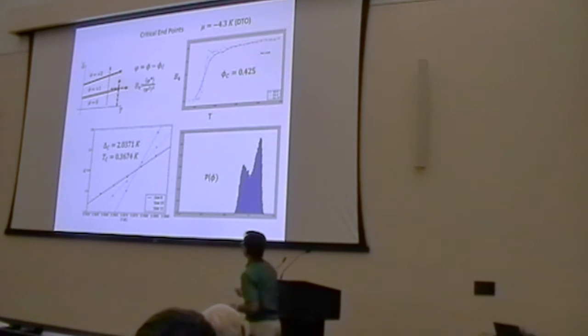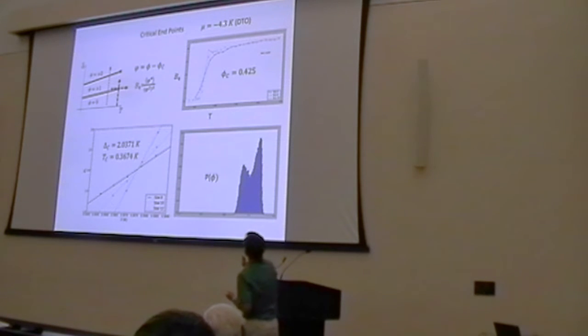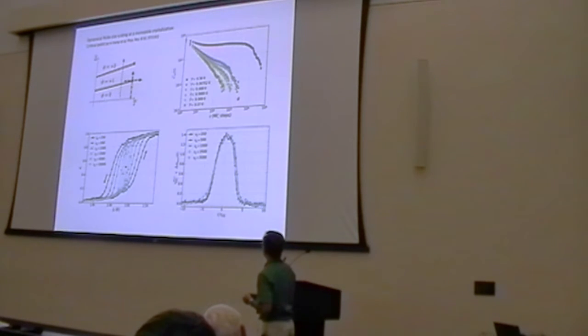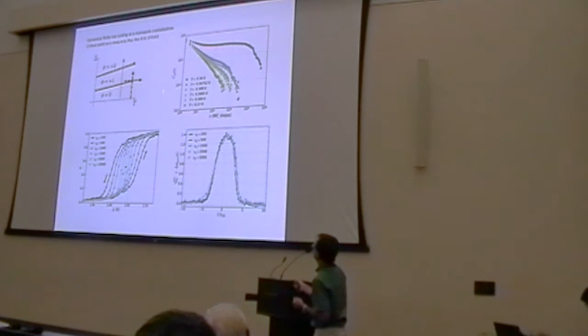Okay, so once you've identified these materials, then you can do statistical physics, and you can investigate the properties of one of these critical endpoints. So we chose the critical endpoint for mu equal to minus 4.3 Kelvin, the value for DTO. Here's the phase diagram, and you can calculate the Binder cumulant and find the position of this critical endpoint, and get the distribution of the order parameters very close to it. And you can do dynamical experiments close to this critical endpoint.